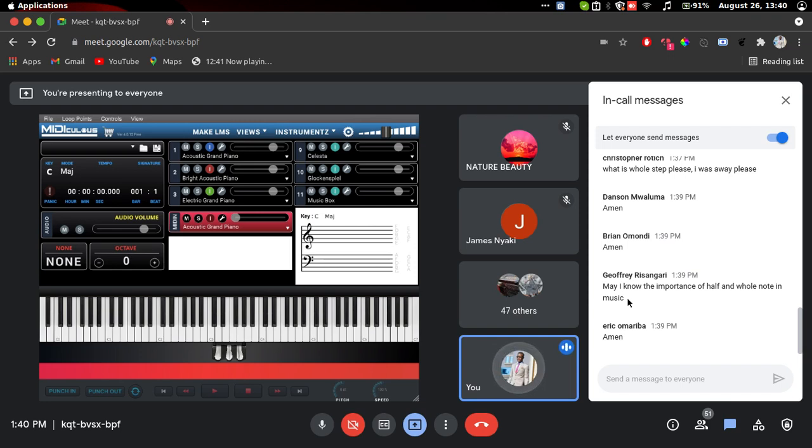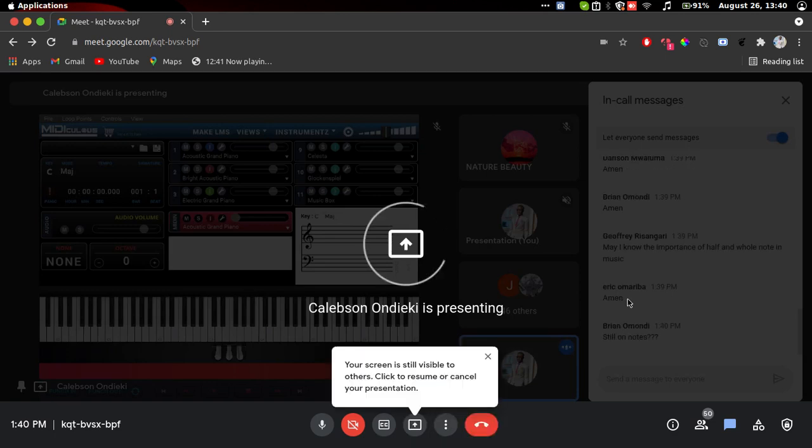I think I've already answered that question from Geoffrey Risangari: may I know the importance of half and whole note in music? We will now be able to use this knowledge of half steps. I'm sorry I keep saying notes, of half steps and whole steps.